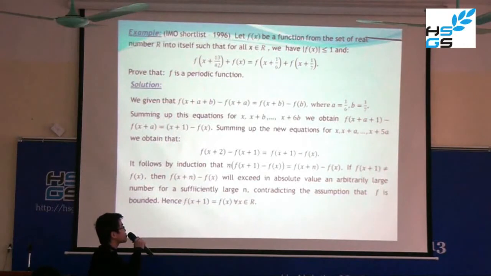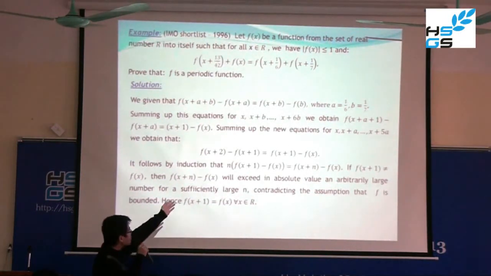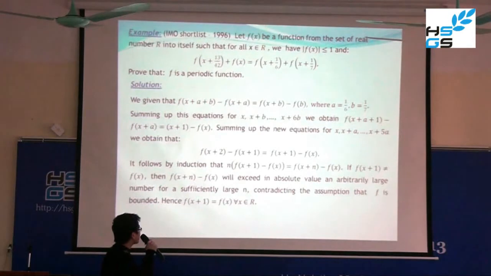Summing up the new equations for f(x plus a) for x plus x to x plus 5x, we obtain f(x plus 2) minus f(x plus 1) equals f(x plus 1) minus f(x). And followed by this induction, we have the result that the form of f(x) is f(x plus 1) equal f(x) for all x in R.